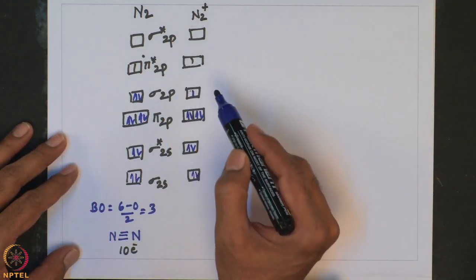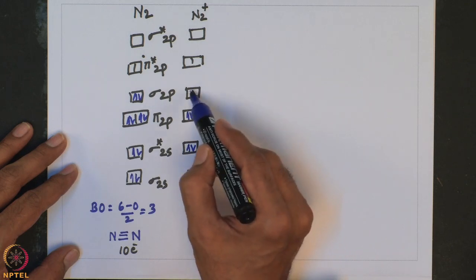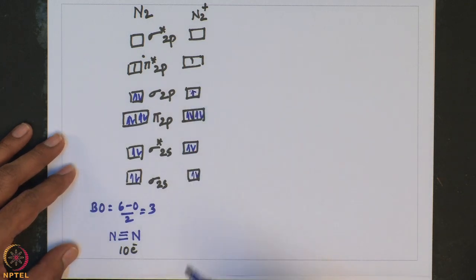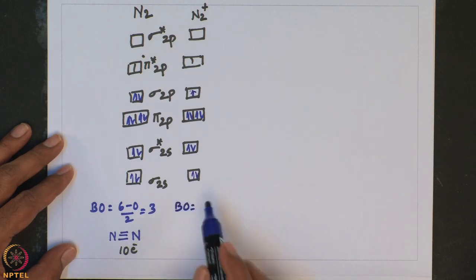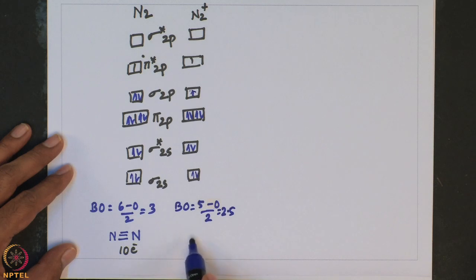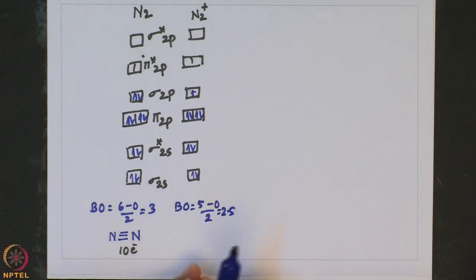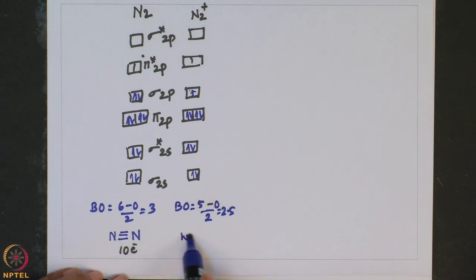So 1 electron here. So, total we have 9 electrons. Now if you look into the bond order, it equals (5 minus 0) by 2, which is 2.5. So, here the net bonding is 2.5. We cannot write a fractional bond, but we can say the bond is weaker.